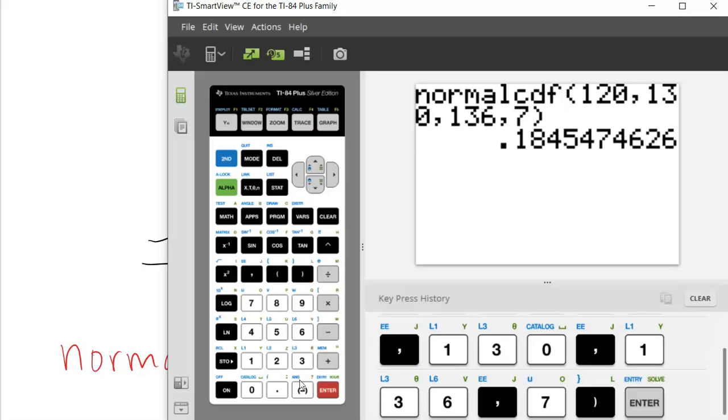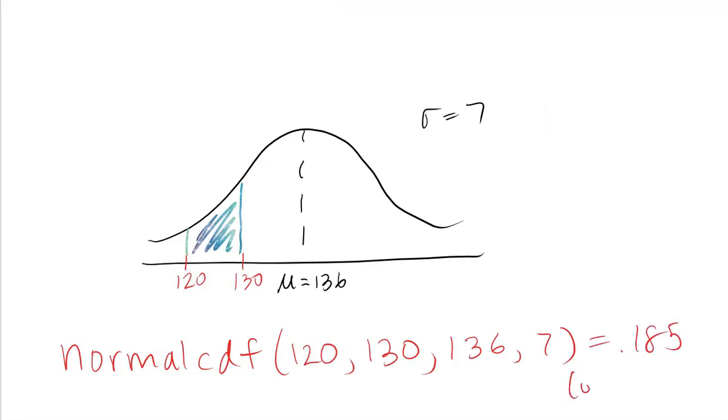And we see we do get an answer smaller than 0.5. It's much smaller than 0.5. It's about 0.185 if I round to the nearest thousandth. And that's around 18.5%.